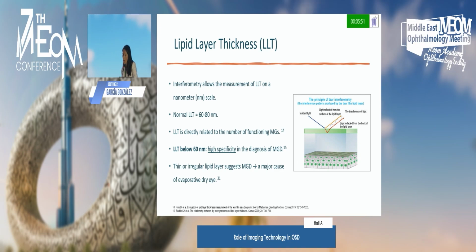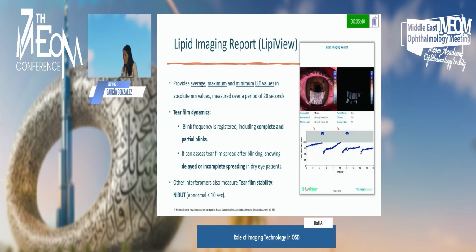With interferometry, we can measure the lipid layer thickness, and we know that a value below 60 nanometers has a high specificity in the diagnosis of meibomian gland dysfunction. As you can see in a lipid imaging report of the LipiView, this technology provides the average, maximum, and minimum lipid layer thickness values, and also the tear film dynamics, because it can register the blink frequency in order to detect complete and partial blinks, and also to detect delay or incomplete spreading of the tear film. LipiView does not, but other interferometers also measure the non-invasive BUT.